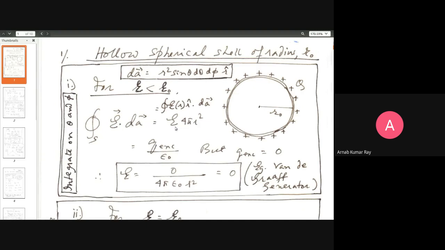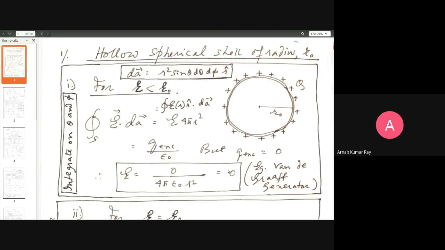E into 4 pi r squared, Gauss's law in integral form. It says that the closed surface flux of the electric field is equal to the charge enclosed within that closed surface divided by epsilon naught. But if you are at a radius that is less than that of the shell, then the charge enclosed will be equal to 0, because the charges are on the surface of the shell. If you draw a Gaussian surface within the shell, you will enclose 0 charge. Therefore, charge enclosed is 0, therefore E is equal to 0. E equals charge enclosed divided by 4 pi epsilon naught r squared.